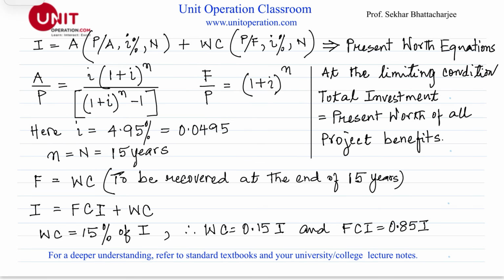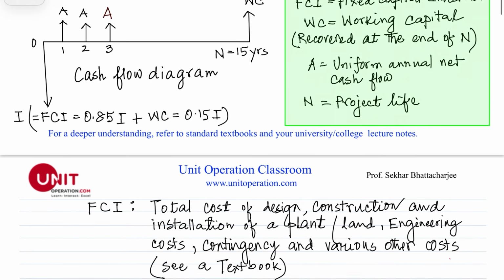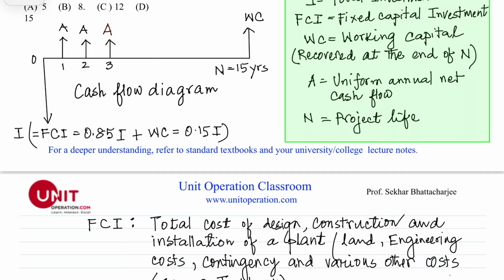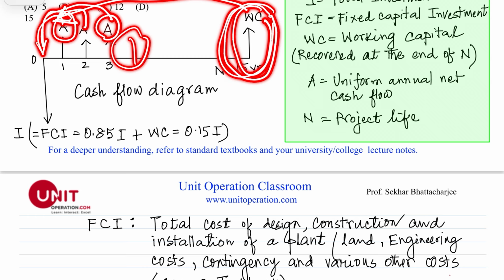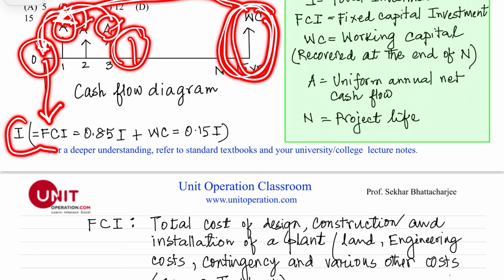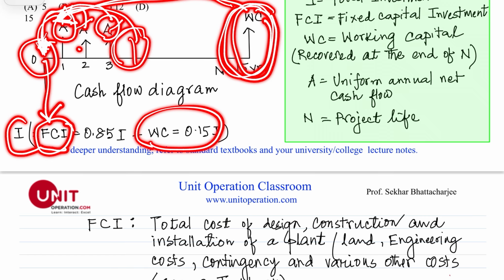So this I is the total investment. We use a present worth analysis. At the limiting condition, the total investment, that is what we initially invest, should be the present worth of all project benefits. So here, as you can see, we're getting amounts in the first year, second year, third year, and so on. What is the present worth of each amount, the project benefits we're getting every year? And finally, at the end of the 15th year, what is the contribution of the working capital realization at the end of the project life? We'll be reducing all these values to present worth. That means how much it is worth right now. Because initially we are investing this total investment, which is the fixed capital investment and the working capital, we'll reduce all of these to the 0th time, that means the present worth, and then we'll make the analysis.